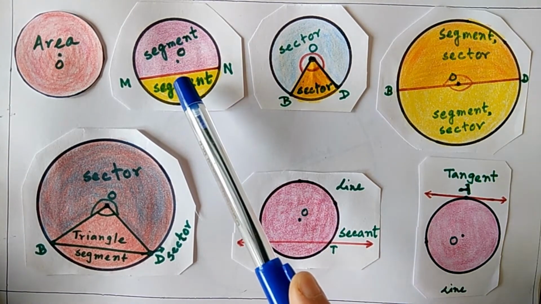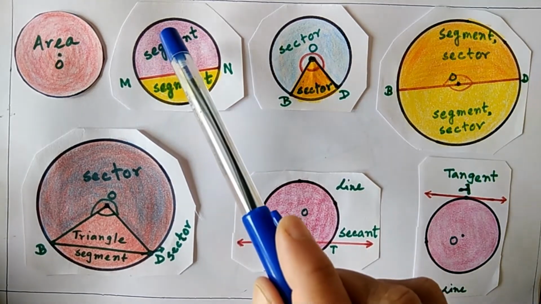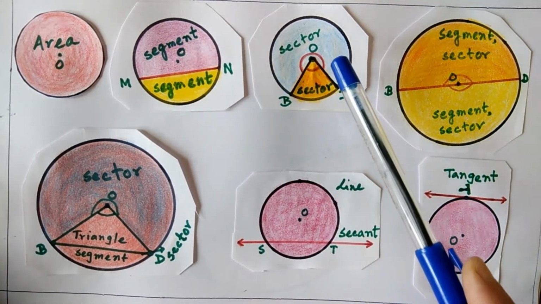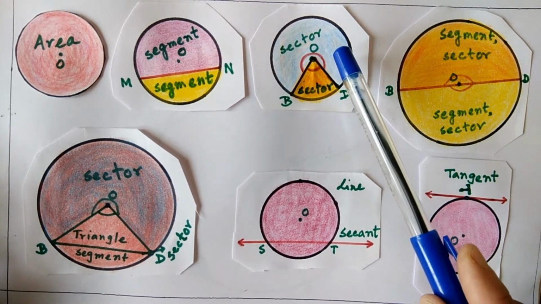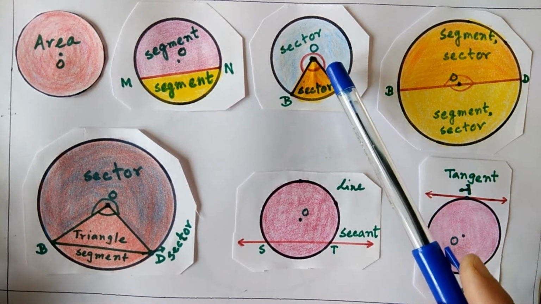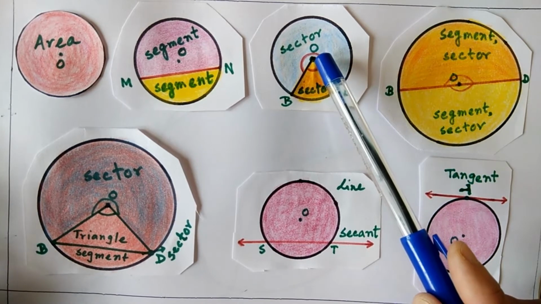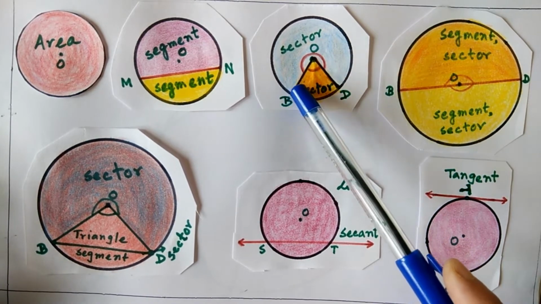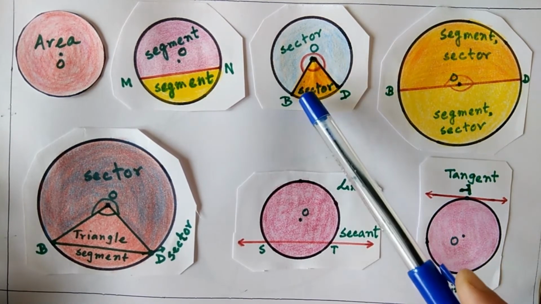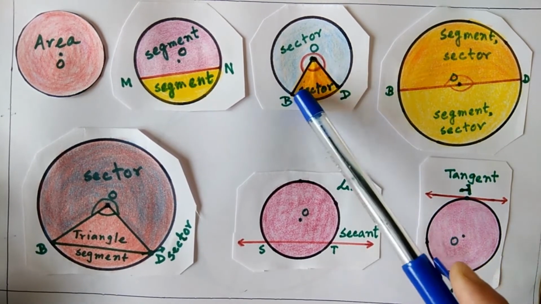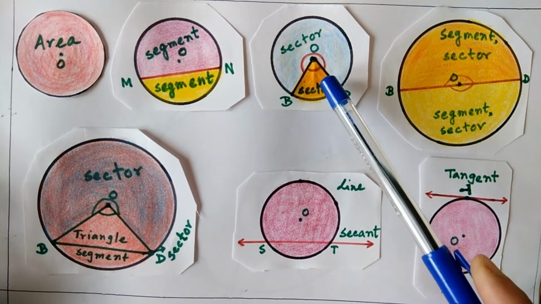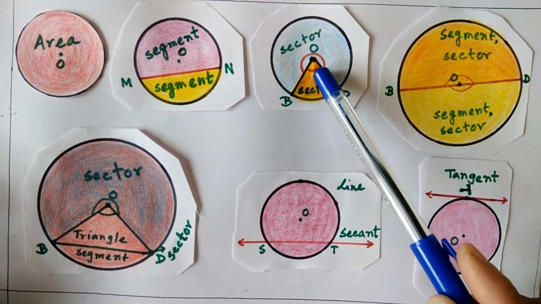So clearly it is seen that this is the minor segment and this is the major segment. Now friends, a sector is also that area of a circle that is covered when we take two radii, one is OB, another is OD, and this arc. So these two radii and this arc together cover this area of the circle.